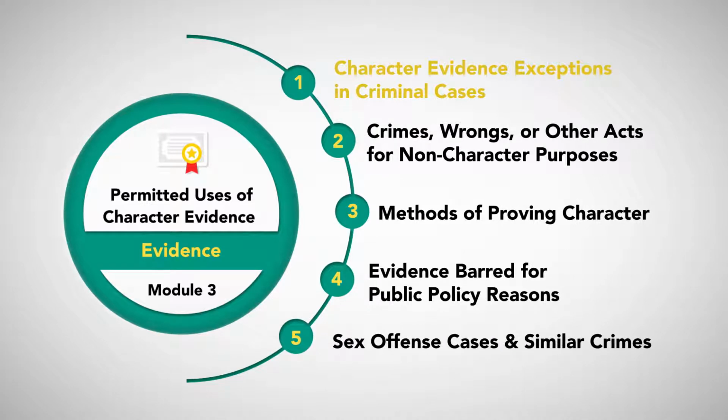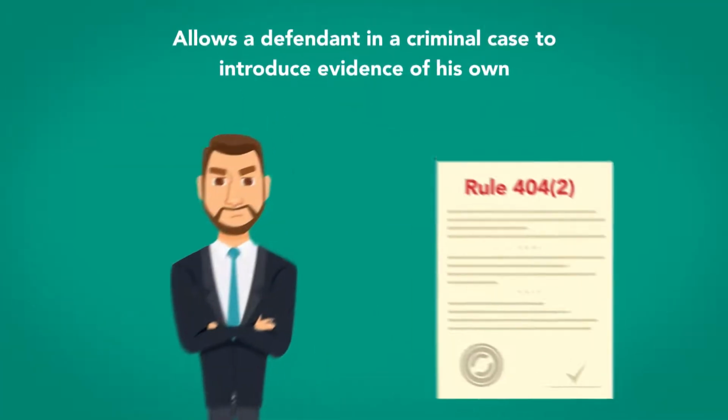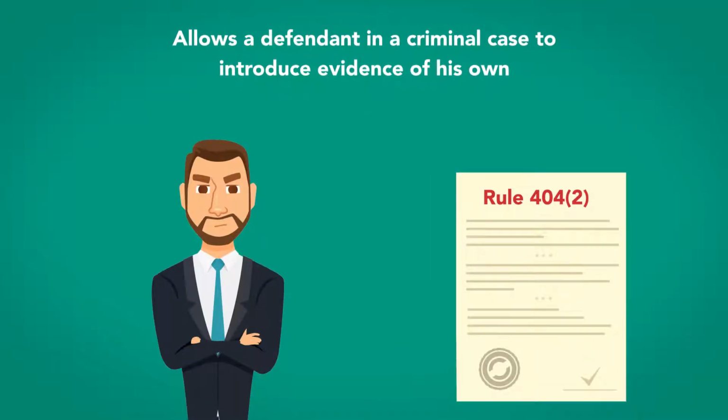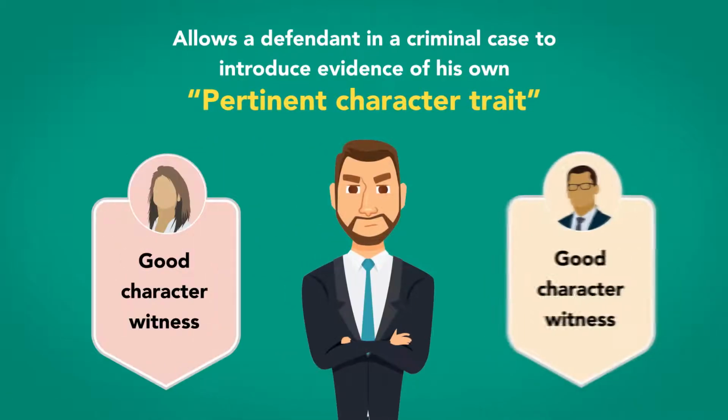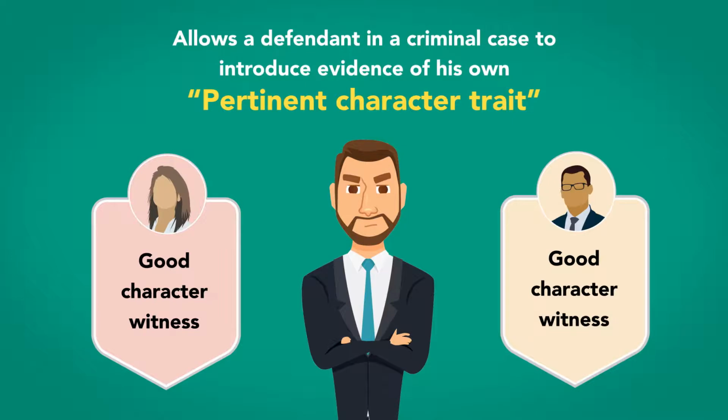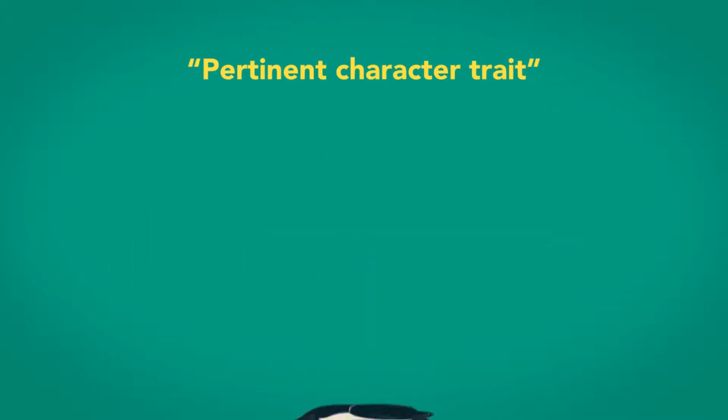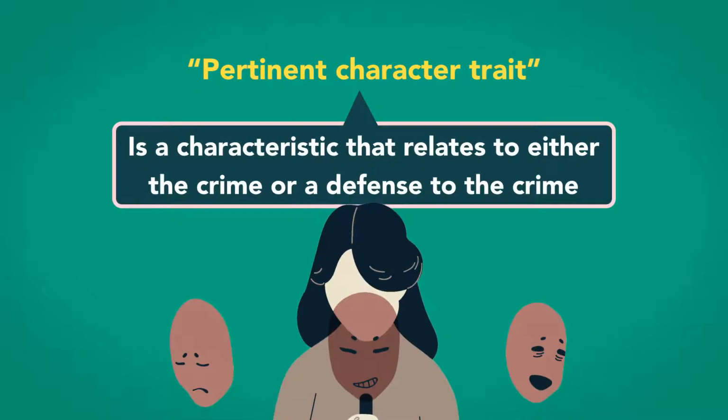Character evidence exceptions in criminal cases. Federal Rule 404(a)(2) allows a defendant in a criminal case to introduce evidence of his own pertinent character traits, which allows criminal defendants to bring witnesses as to good character. A pertinent character trait is a characteristic that relates either to the crime or a defense to the crime.